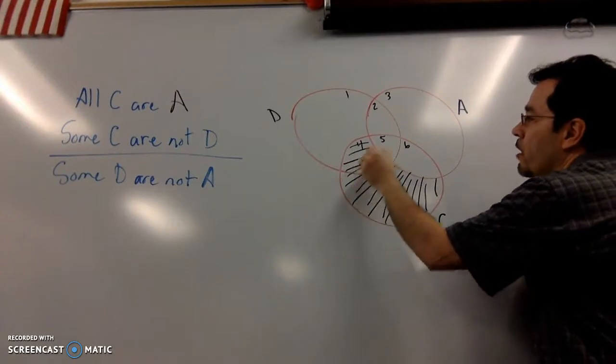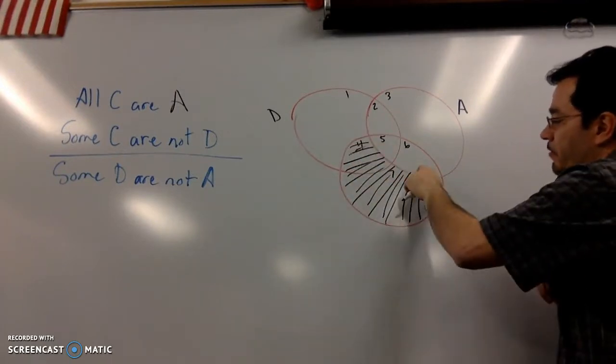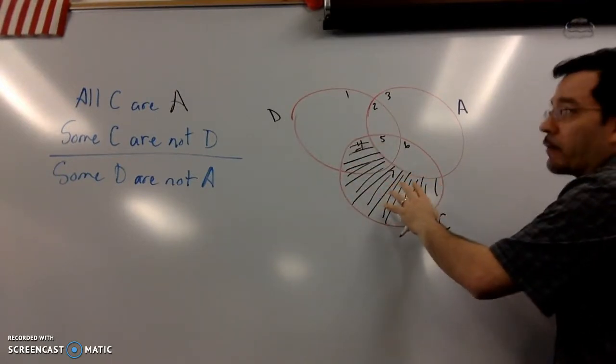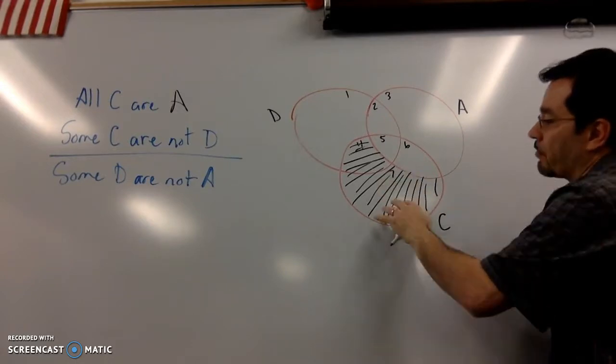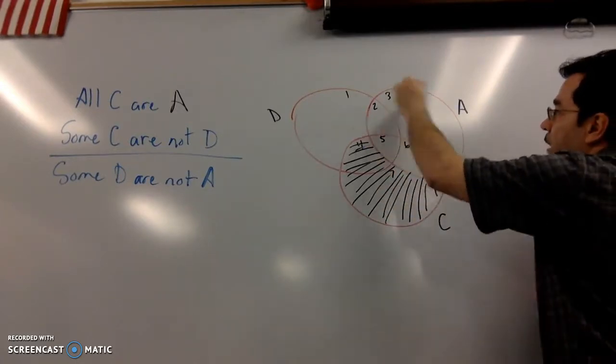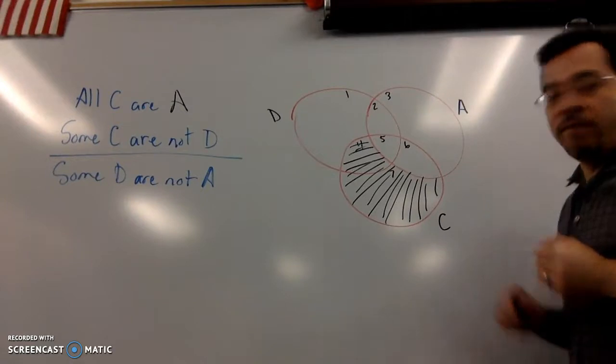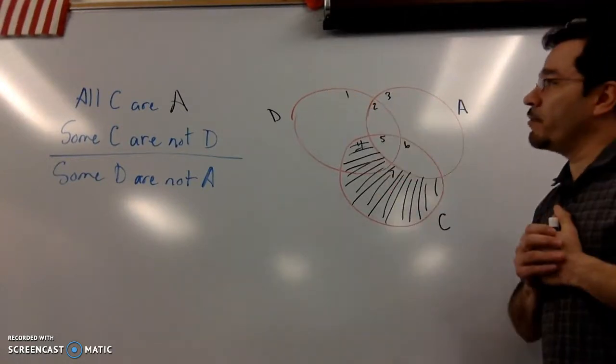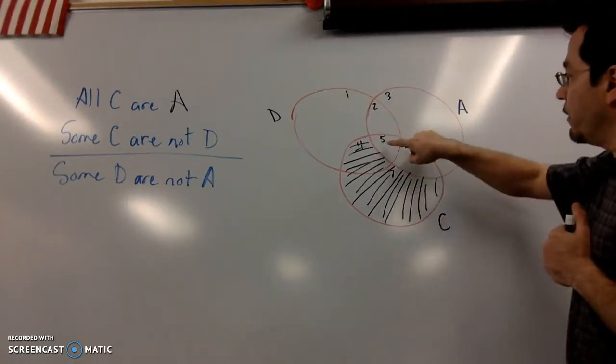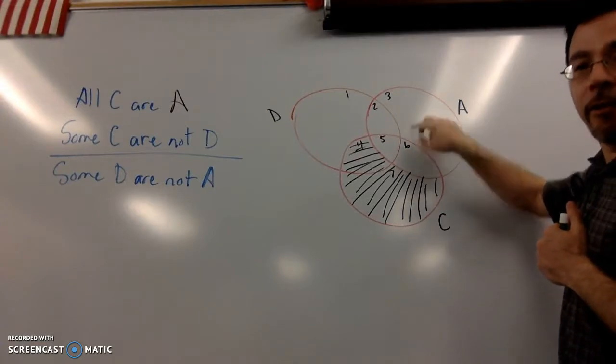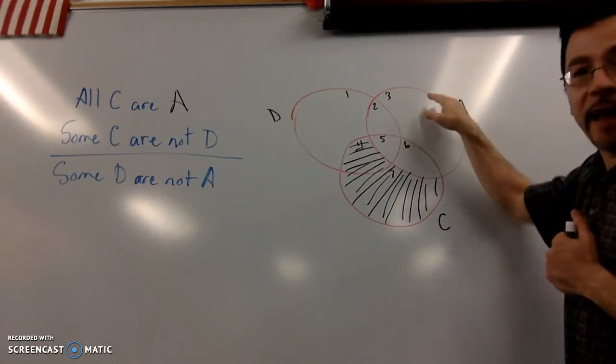Again, there are no C's that are outside. There are no C's outside of the A circle. Okay, so we've done that. So premise 1 is done. All C's are, which would be 5 and 6, they're all contained in the class of A.